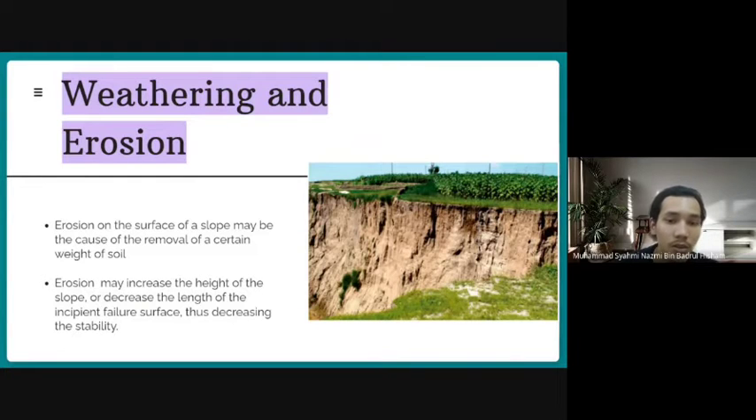Erosion on the surface of a slope may be because of removal of a certain weight of soil. Other than that, erosion may increase the height of the slope or decrease the length of the incipient parallel surface, thus decreasing the stability of the slope.